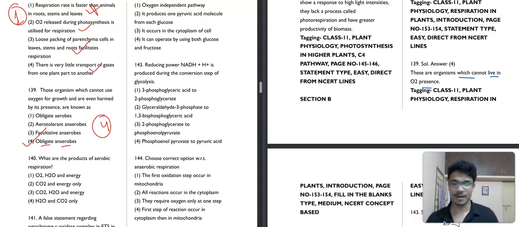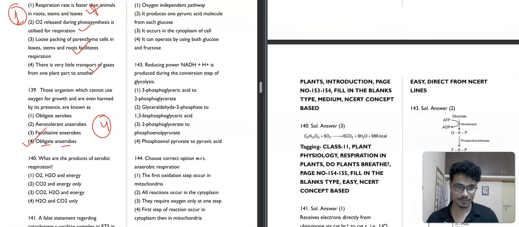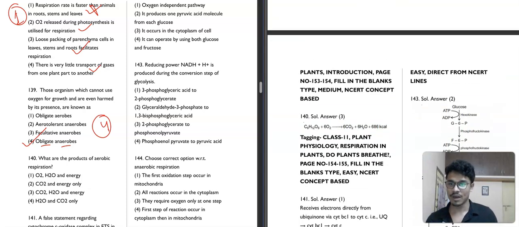Then question number 140. It is saying, what are the products of aerobic respiration? Tell me what are the products. So here C6H12O6 plus 6O2 will form CO2, H2O, and energy also we have to say. So CO2, H2O and energy. So the third option is our correct answer.